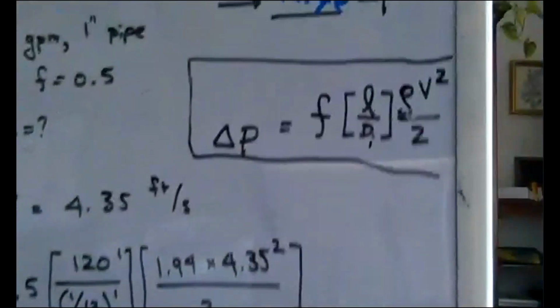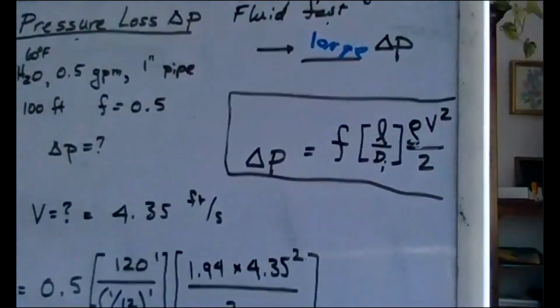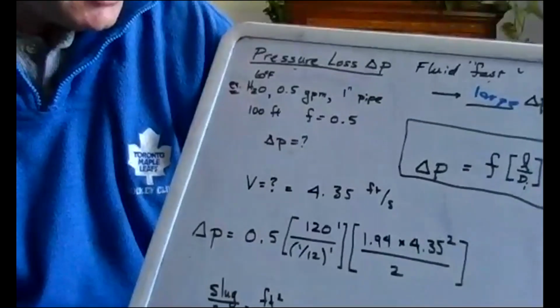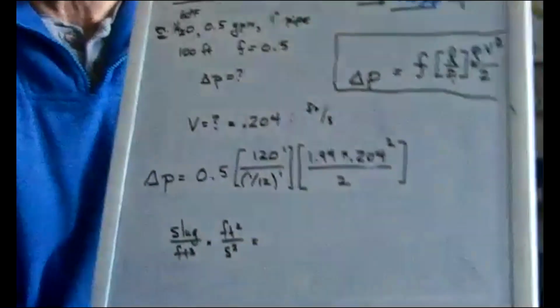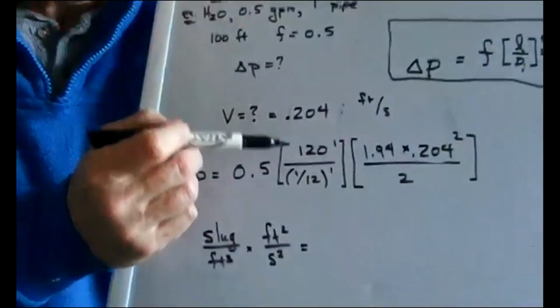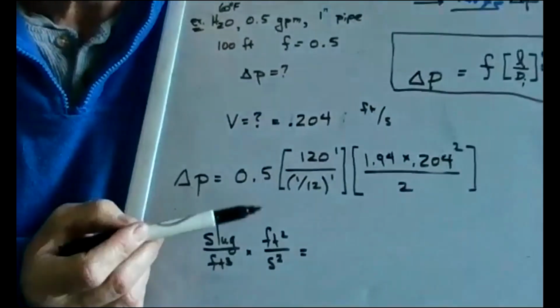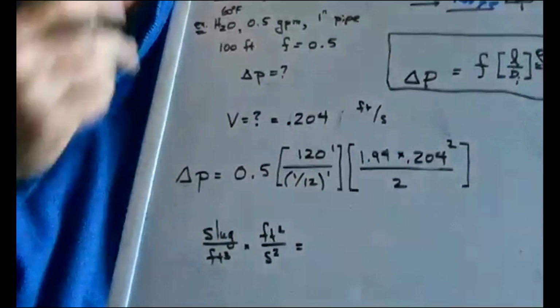All right, here's some of the work. There's our formula that we're trying to fill in. A lot of the stuff we have, but the speed is not given in the problem. But hey, we did that earlier. Hang on for just one second. Sorry about that, you guys. Actually, I had the wrong speed. For 0.5 GPM, when we had that earlier, we got a pretty slow speed, 0.204 feet per second. So I've gone ahead and filled in all the numbers, where the 1.94 is the density of water.